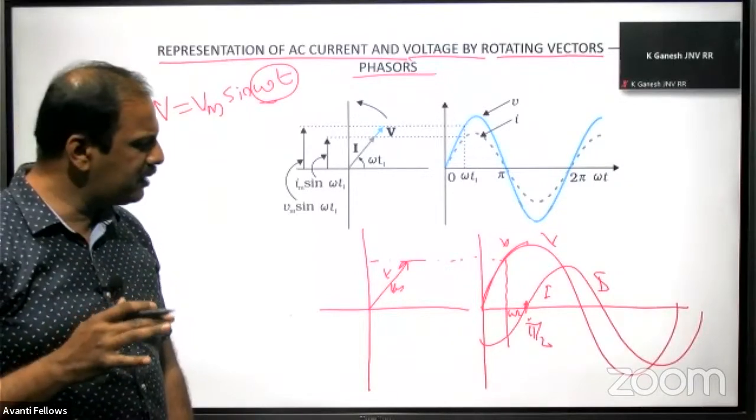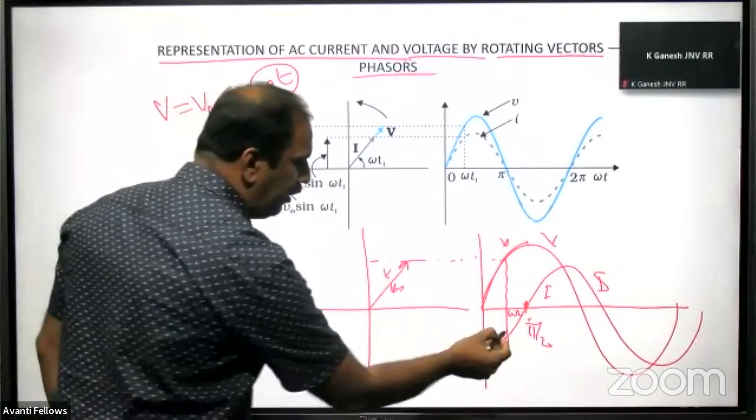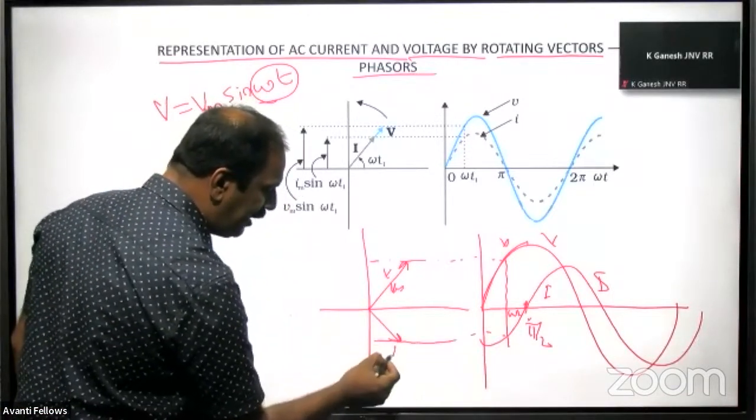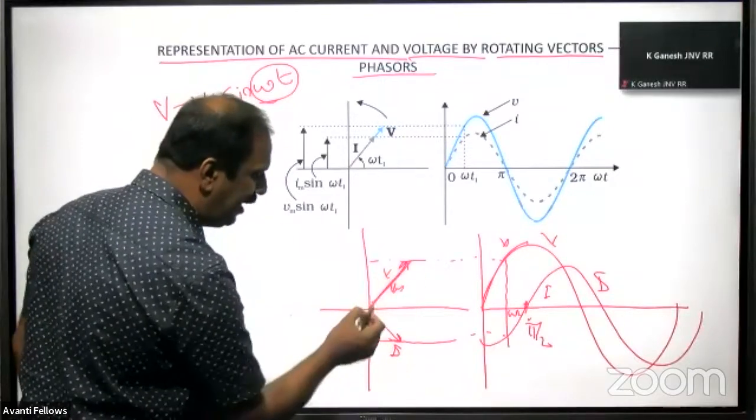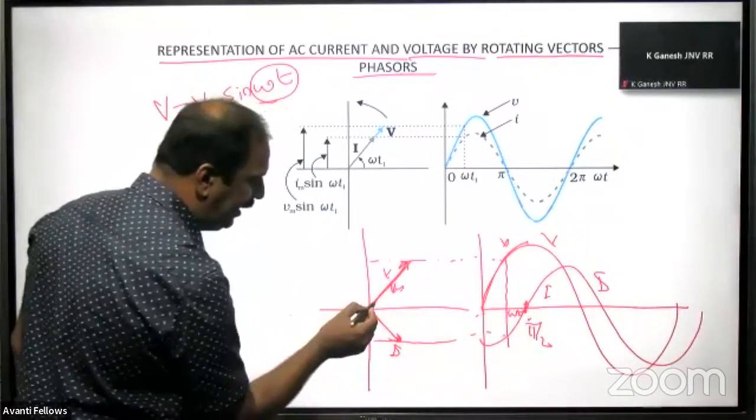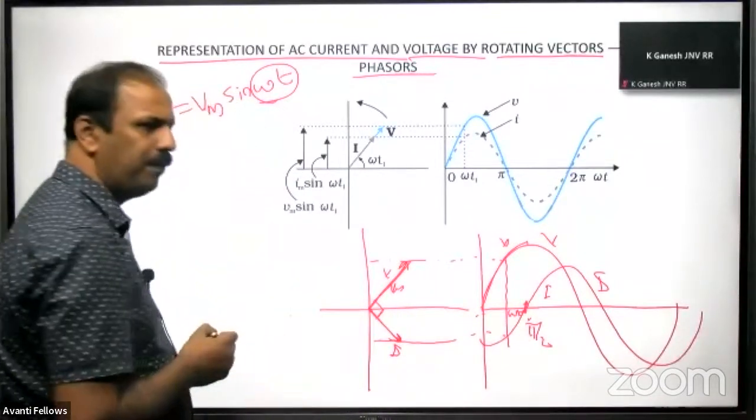I think that's clear. So where you have to draw? You have to draw this one here. So this is our current. So the voltage is here and the current is here, and it is having a phase difference of 90 degree. That 90 degree you can see here.